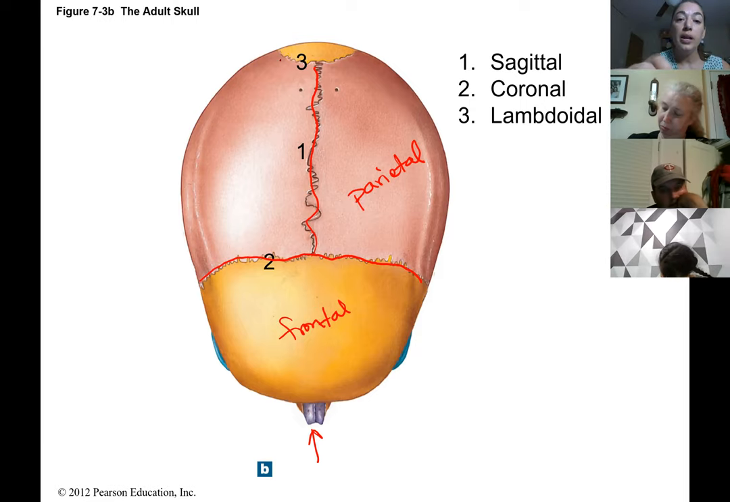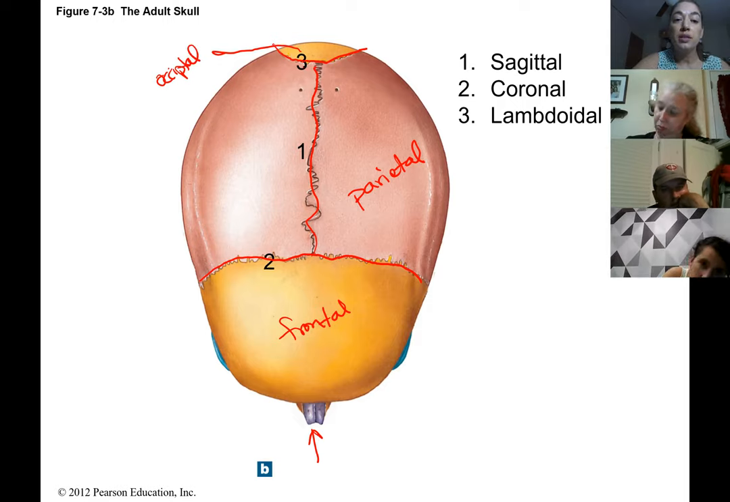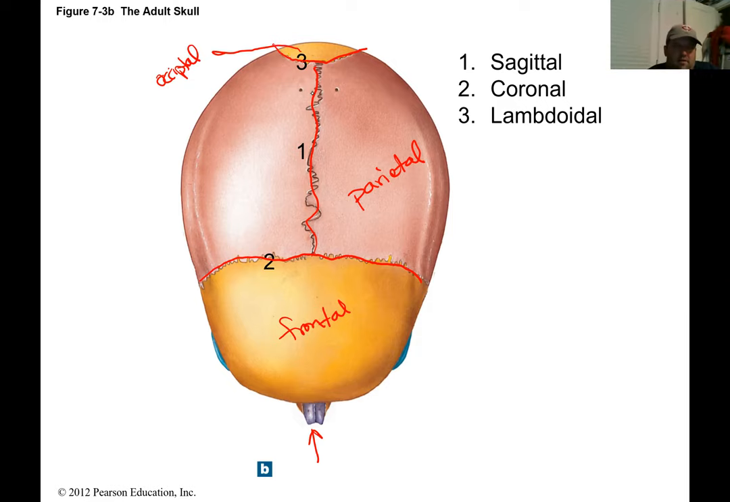And then right here in the back, you can see just a small portion of your occipital bone. There we go. Occipital. And so the suture there that separates the occipital from the parietal is your lambdoidal suture.